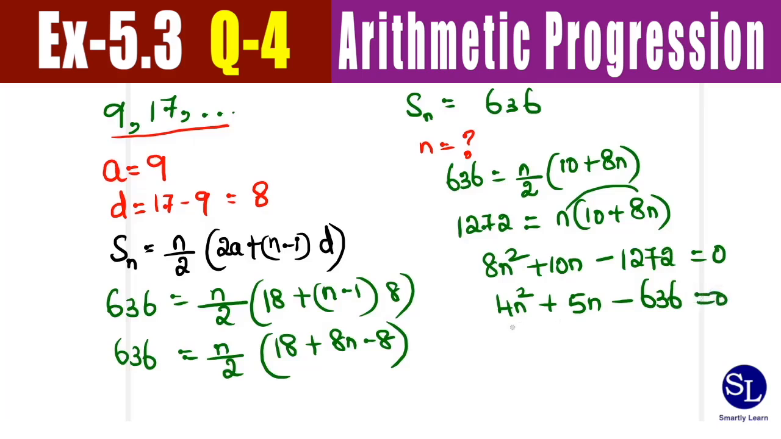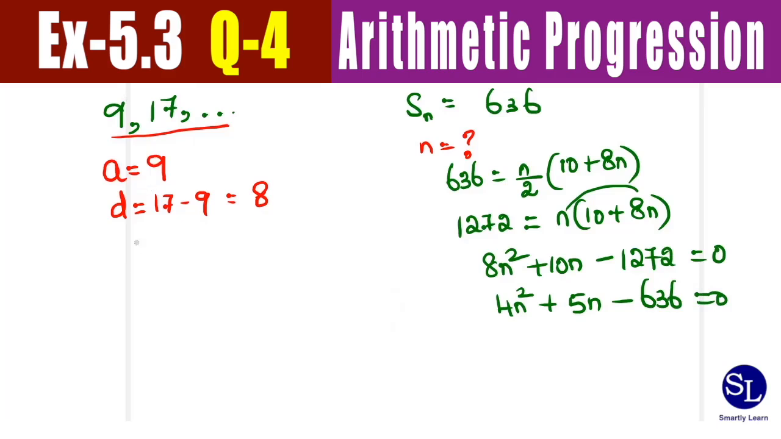Now this is a quadratic equation, so we are going to do splitting the middle term. So let's split this quadratic equation. So this is going to fetch us 4n squared plus 53n minus 48n minus 636 is equal to 0. Why? Because 53 into 48 will be the product of 636 into 4, and I need a plus 5 as the middle term.